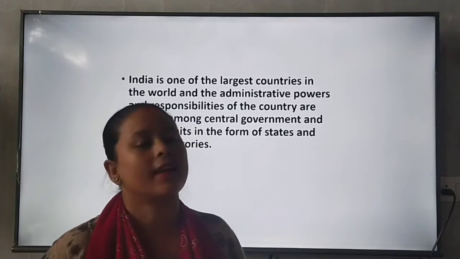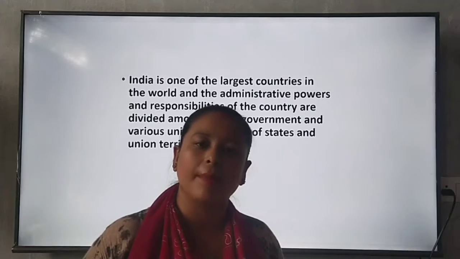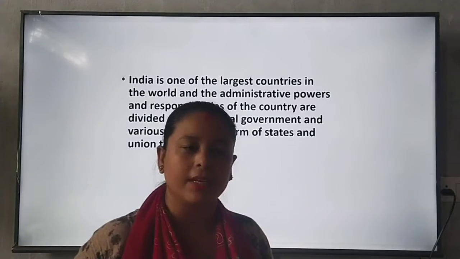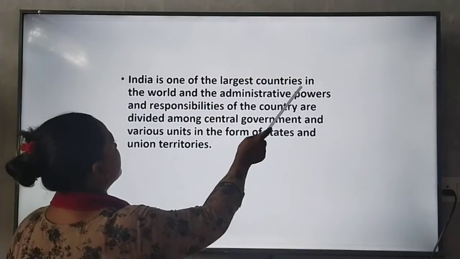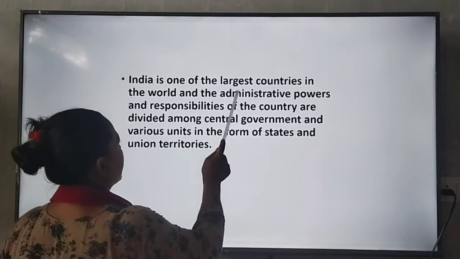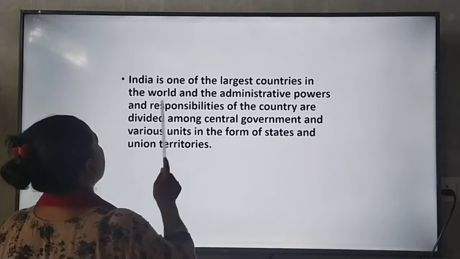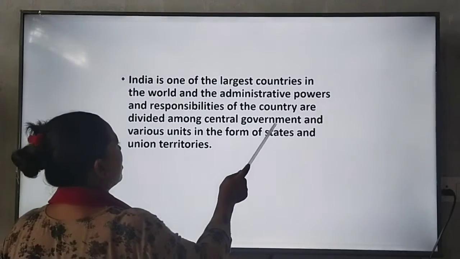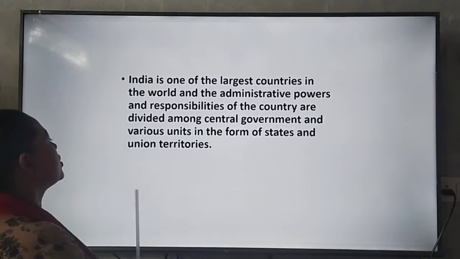So children, in the last class we have done up to central government and state governments and their duties. India is one of the largest countries in the world, and the administrative powers and responsibilities of the country are divided among central government and various units in the form of states and union territories.